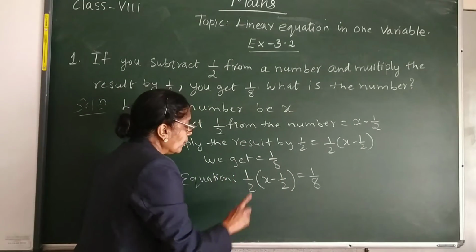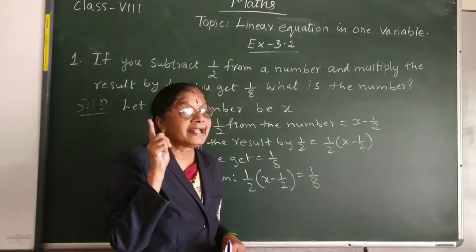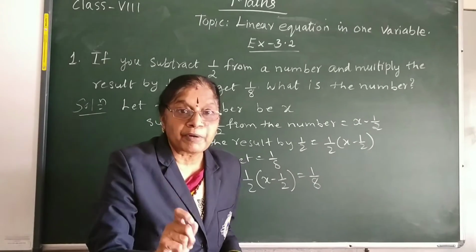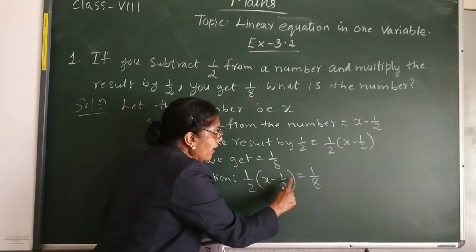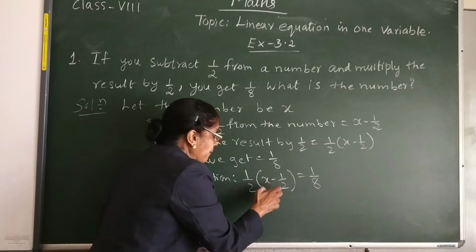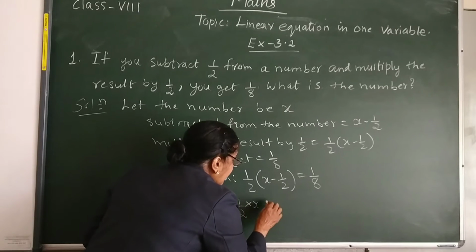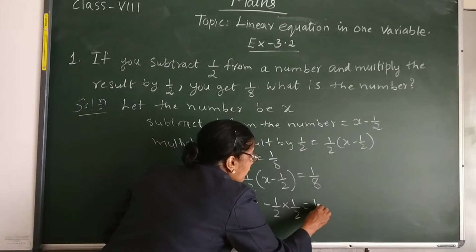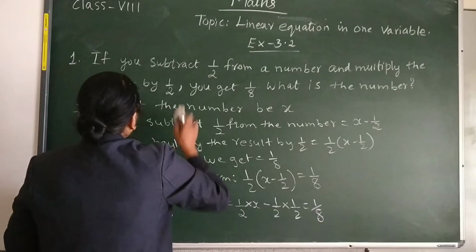Now what we have to do? We are going to use the distributive property. Already in rational numbers you have learned what the distributive property is. Distributive property means half you are going to multiply with x, half you are going to multiply with half, and in between them what sign is there? Minus sign. So you will get half into x minus half into half is equal to 1 by 8. Got it?